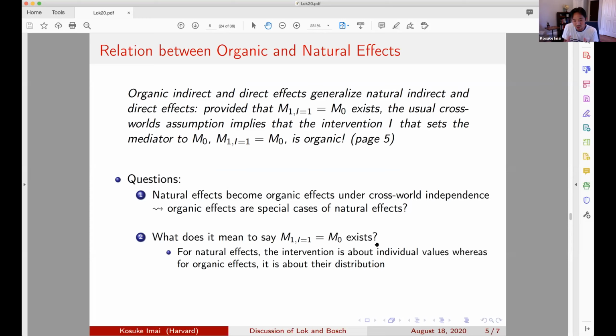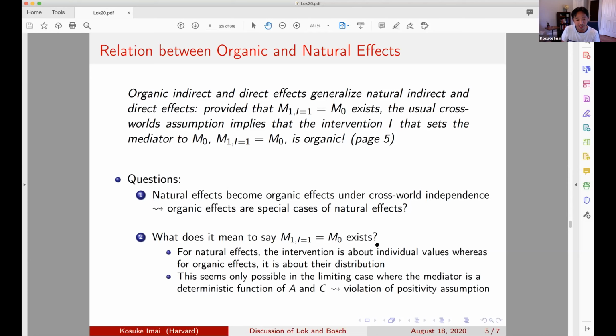So it was unclear to me when they coincide, and it seems they only coincide in the limiting case where the mediator is basically a deterministic function of the treatment and perhaps the covariates you're conditioning on. But that would lead to the violation of the positivity assumption. So I was curious how those two quantities seem to coincide.